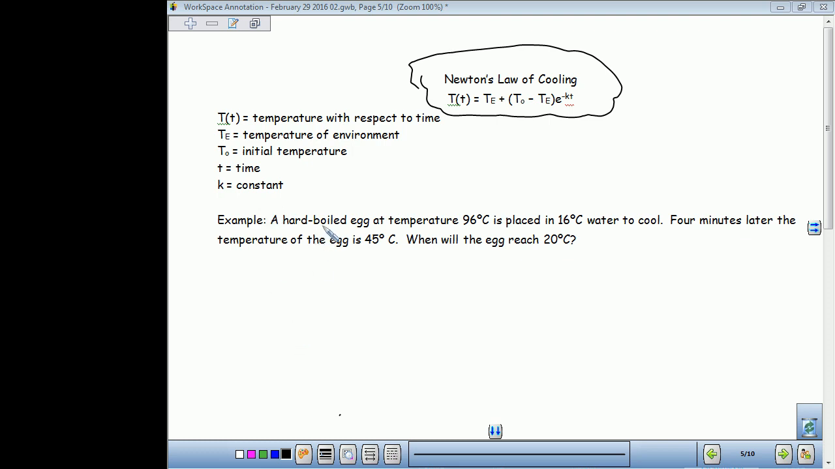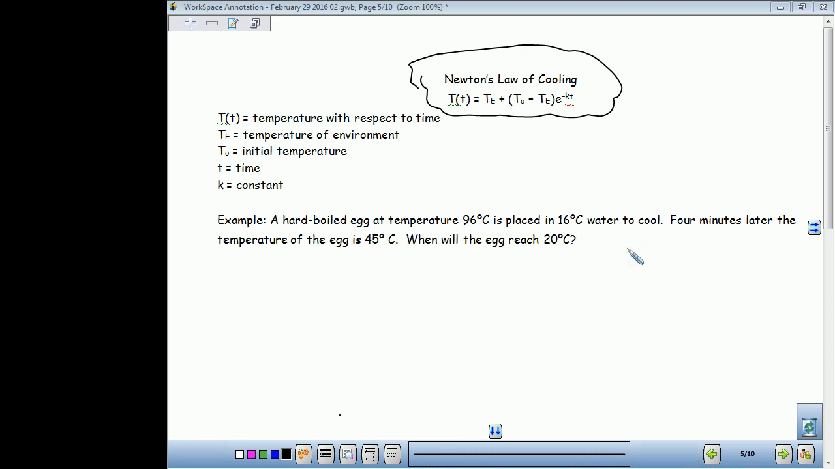So in this example, we're starting off with an egg that's just been boiled. So now we have a hard-boiled egg. And the current temperature of the hard-boiled egg, it must have just come out of that water, right? 96 degrees Celsius. That's pretty hot, isn't it? You should use tongs. All right, now, this egg is now being placed into 16 degrees Celsius water to cool. 4 minutes later, the temperature of the egg is now 45 degrees Celsius. When will the egg reach 20 degrees?